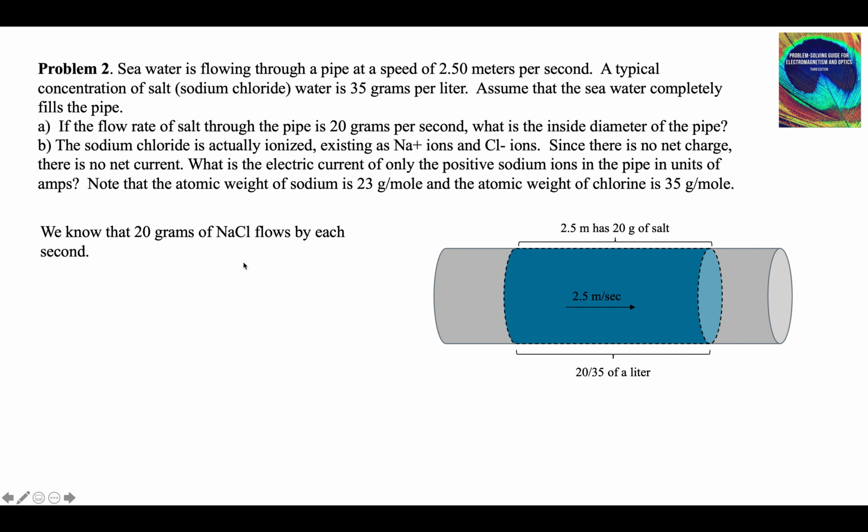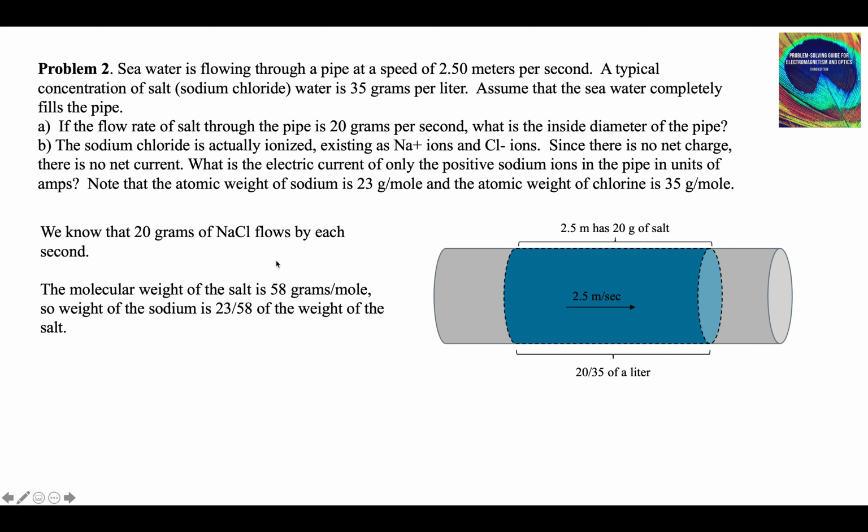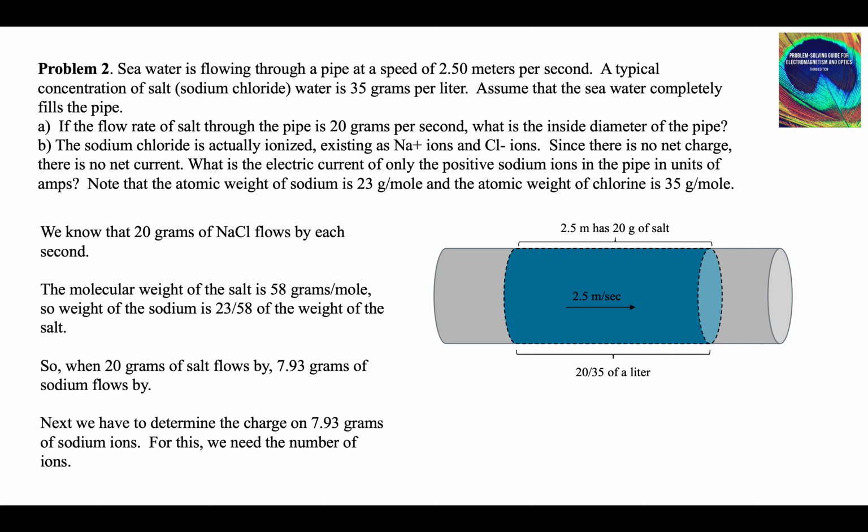We know that 20 grams of salt flows by each second. The molecular weight of salt is 58 grams per mole. The weight of sodium is 23/58 of the weight of the salt. So when 20 grams of salt flow by, 7.93 grams of sodium flows by. Now we need to know the charge on 7.93 grams of sodium ions.